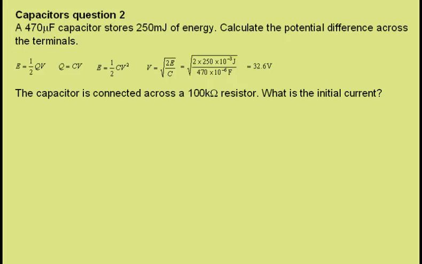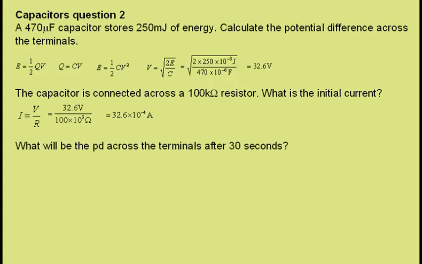The capacitor is connected across a 100 kilo ohm resistor. What is the initial current? Well, initially we'll have the full 32.6 volts across the 100 kilo ohm resistor. So we can use current is equal to potential difference over resistance. Putting in the values gives an initial current of 32.6 times 10 to the minus 4 amps.